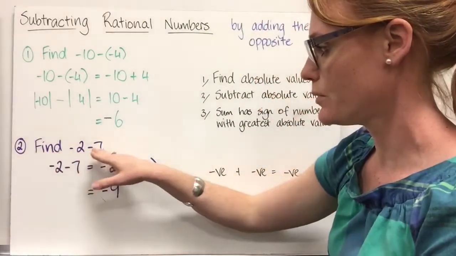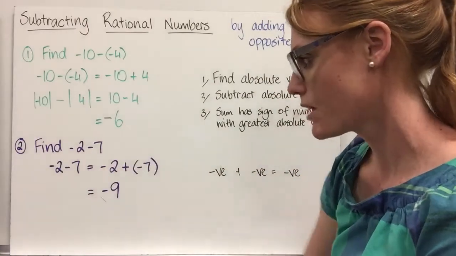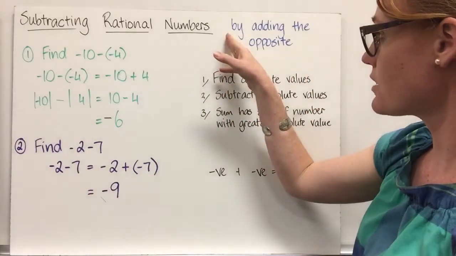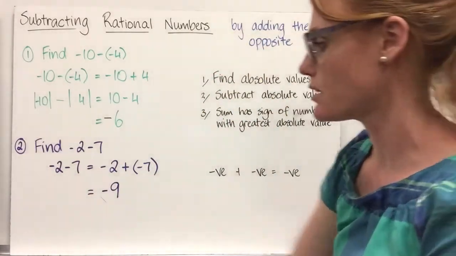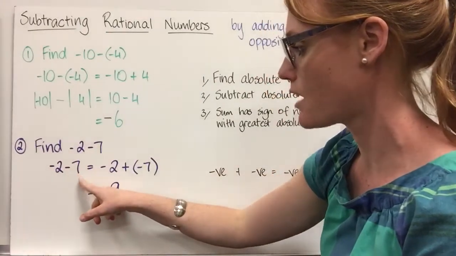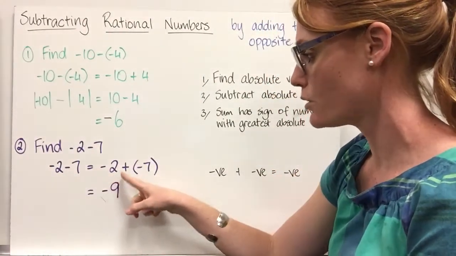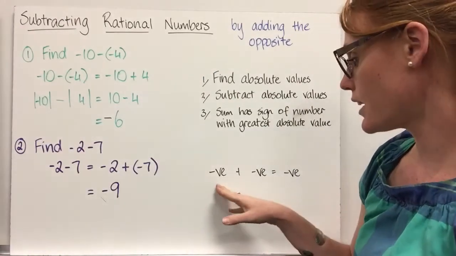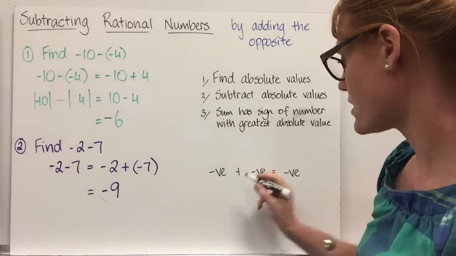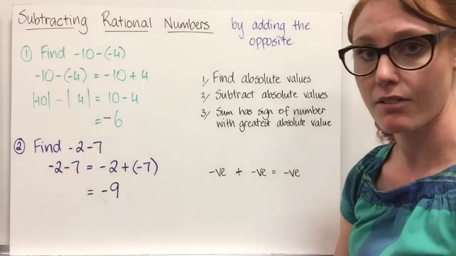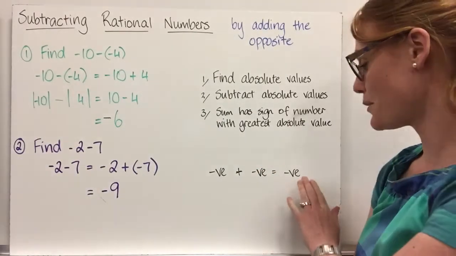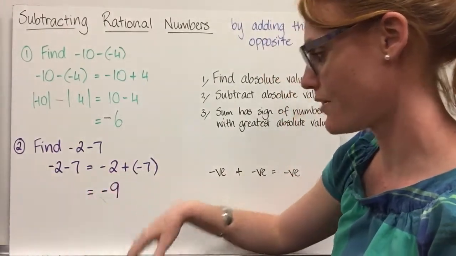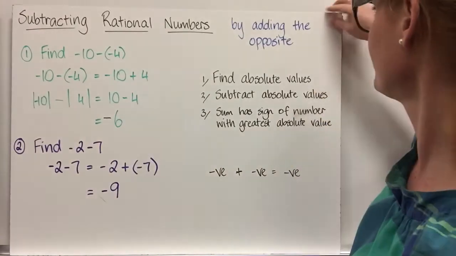Find negative 2 subtract 7. Well, we have a negative number and we're subtracting 7, but instead of subtracting, we're going to add its opposite. So we know that negative 2 subtract 7 is the same as negative 2 plus negative 7. Now, from our previous lesson, we know that a negative plus a negative equals a negative. So, negative 2 plus negative 7 equals negative 9.